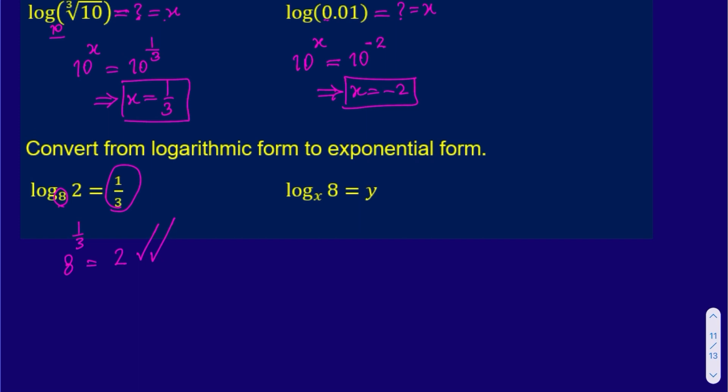And the next one, again, where is the base? Base is x. So x, whatever is on the other side of the equation appears as the power, is equal to 8. And this is another exponential form, okay.